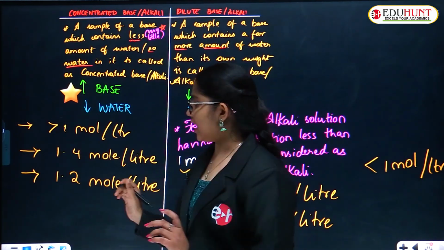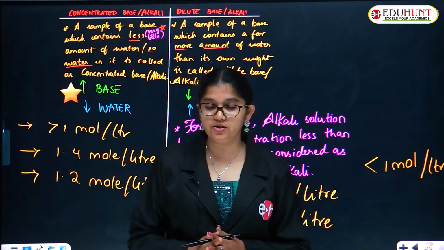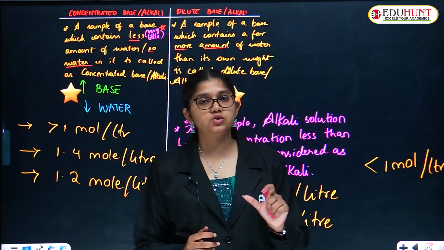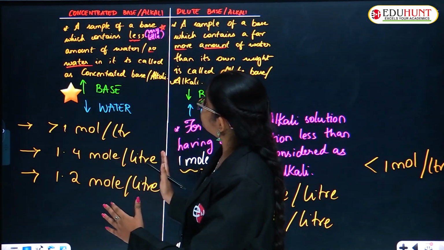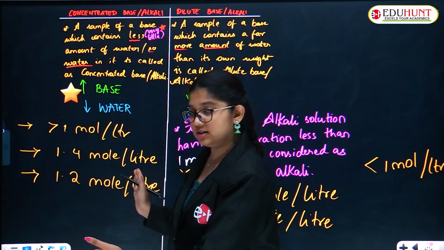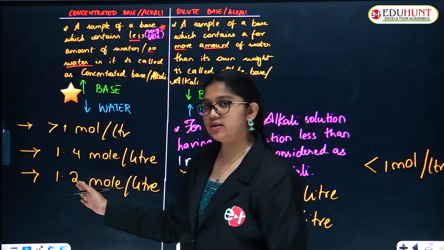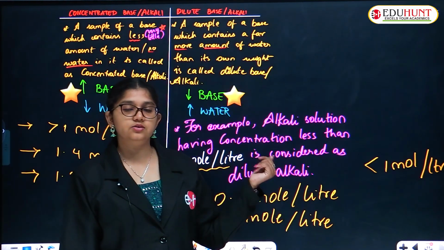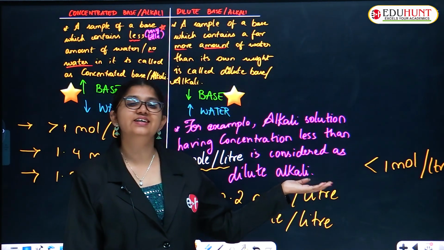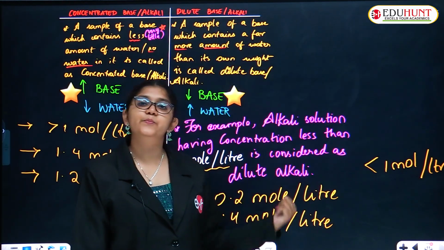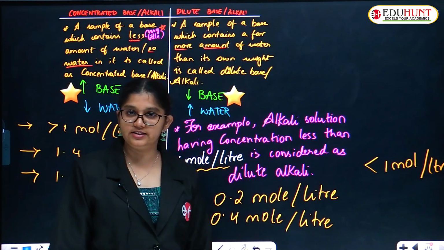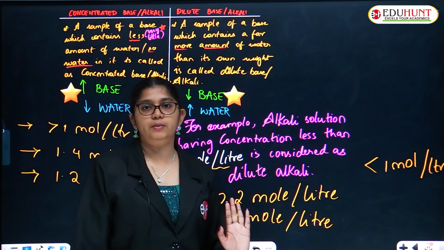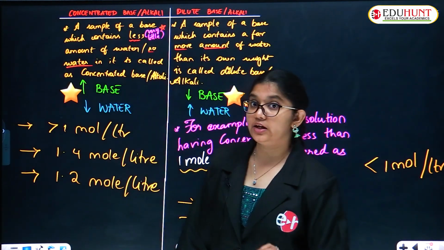So all these things you will have in the worksheet bits. In the worksheet bits, you will find that the concentrated alkali or concentrated base will have more than 1 mole per liter, whereas the dilute alkali or dilute base is less than 1 mole per liter. Okay, these are examples for the given conditions of concentrations.